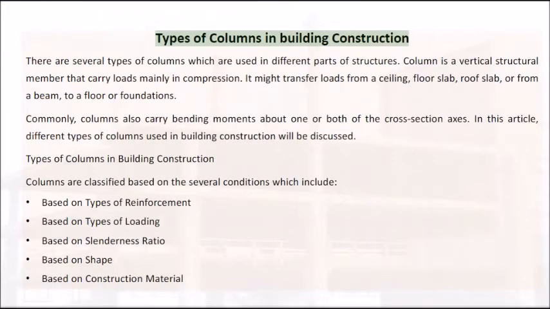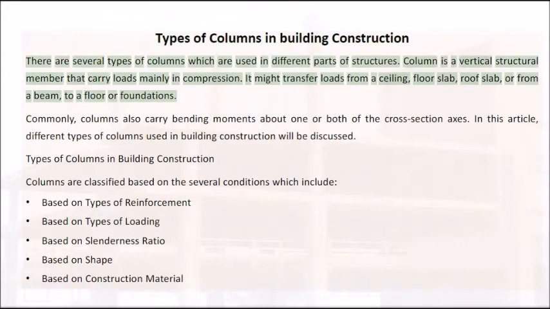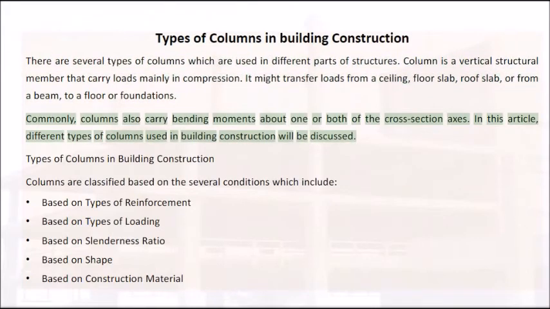Types of columns in building construction. There are several types of columns which are used in different parts of structures. A column is a vertical structural member that carries loads mainly in compression. It might transfer loads from a ceiling, floor slab, roof slab, or from a beam, to a floor or foundations. Commonly, columns also carry bending moments about one or both of the cross-section axes. In this article, different types of columns used in building construction will be discussed.